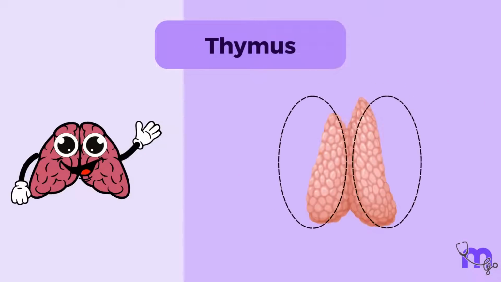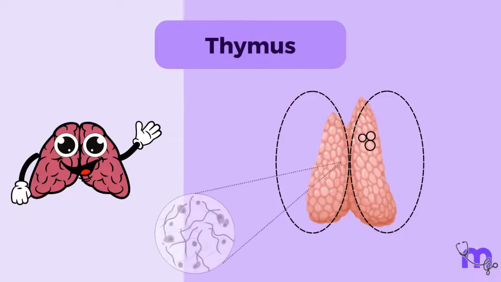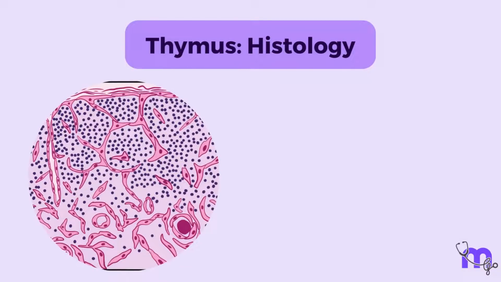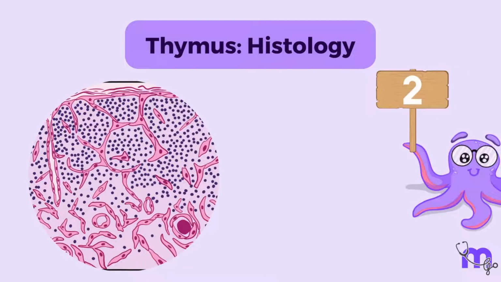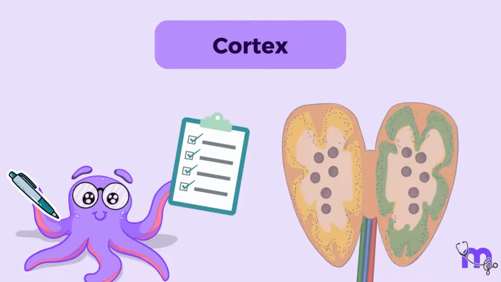It is composed of two distinct lobes, each further divided into smaller lobules. It is encapsulated by a connective tissue capsule. Histologically, the thymus consists of two main compartments, the cortex and the medulla. Let's discuss the features of the cortex.